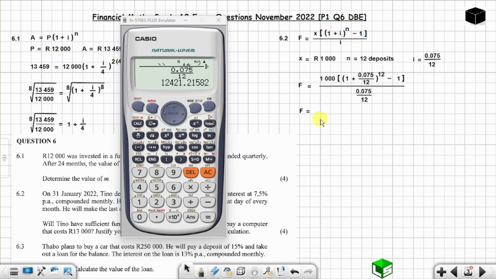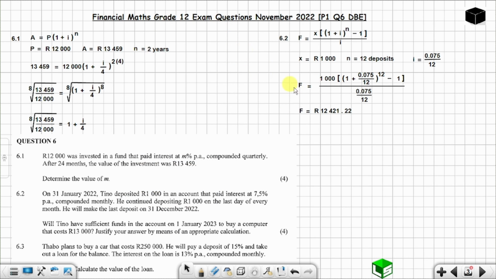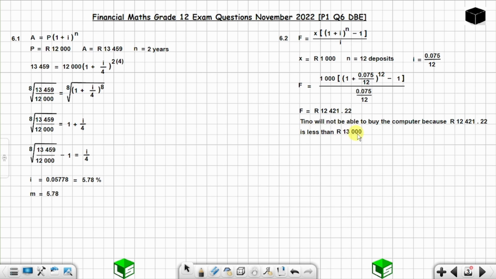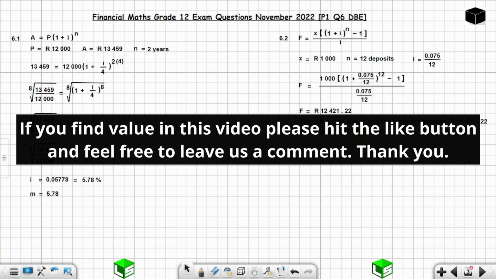Okay, so you have 12,421.22 cents. You can see. So you are going to say Tino will not be able to buy the computer because 12,421.22 cents is less than 13,000. Okay, so this is the final answer to question 6.2.